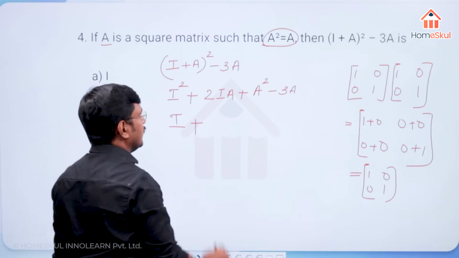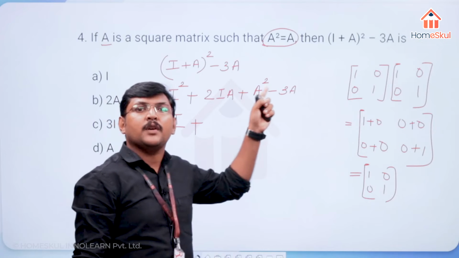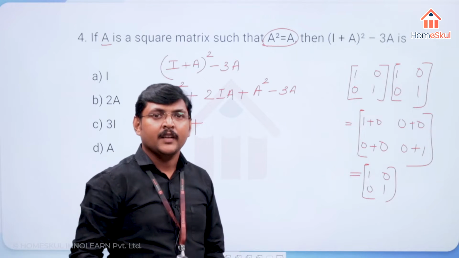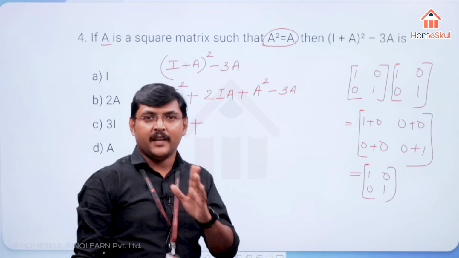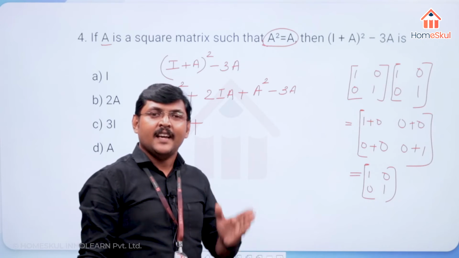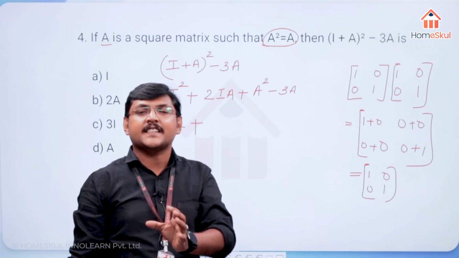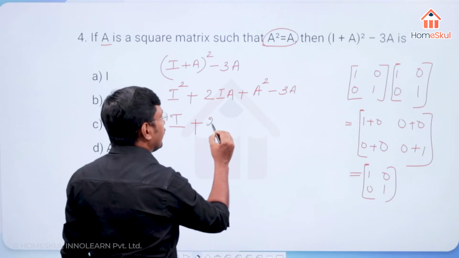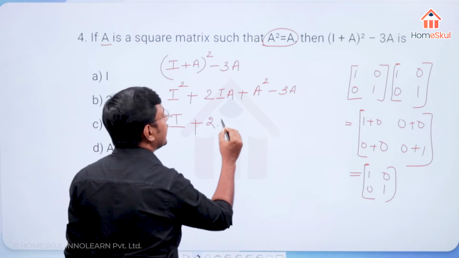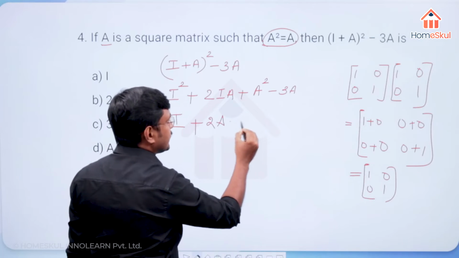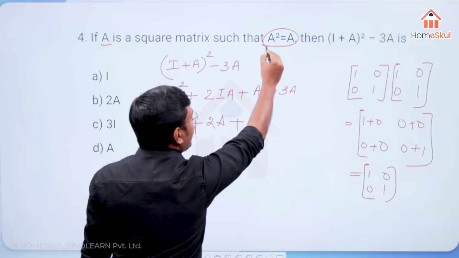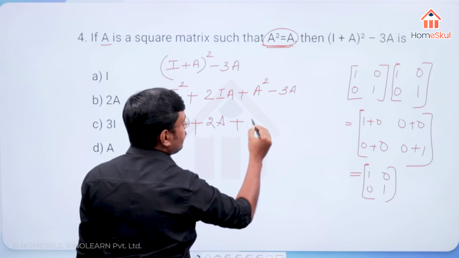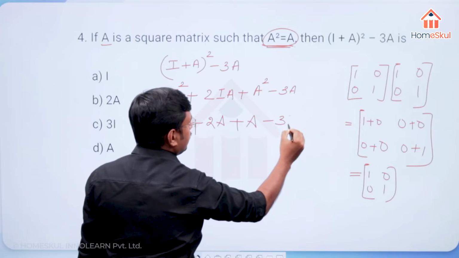Plus identity matrix into a matrix, that will give the same matrix, no change for that. That is IA is equal to A. We know that IA is equal to A, right? And identity matrix into a given matrix will be the given matrix itself. So 2 into identity matrix into given matrix means the given matrix A itself, plus A square. Clearly given that you need to put A square is equal to A. So I am putting in place of A square, I am putting A minus 3A.